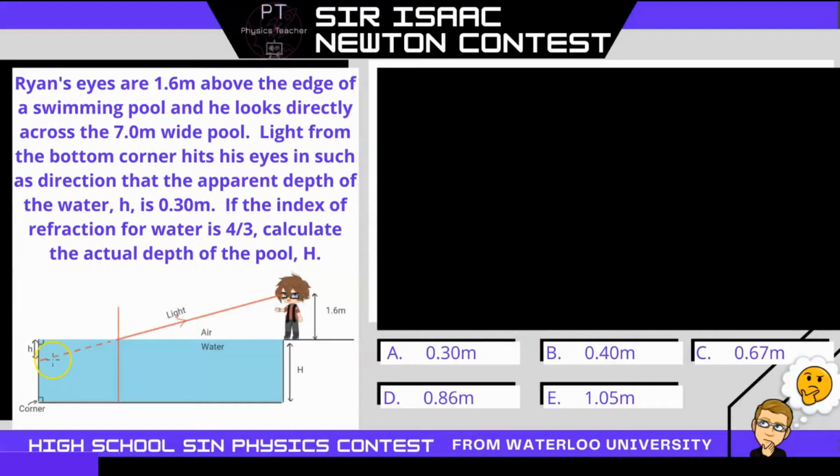Alright, so we're going to start this question by drawing some of these angles here. What's actually happening is light is coming from this bottom corner here, reaching the barrier between water and air, and then refracting. In this case, since it's entering a medium that's less dense, going from water to air, it's refracting away from the normal. This normal is this red line here, which is perpendicular to the surface of the medium change between water and air.